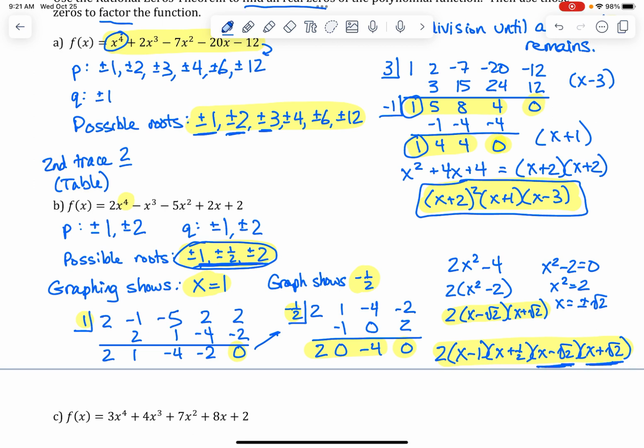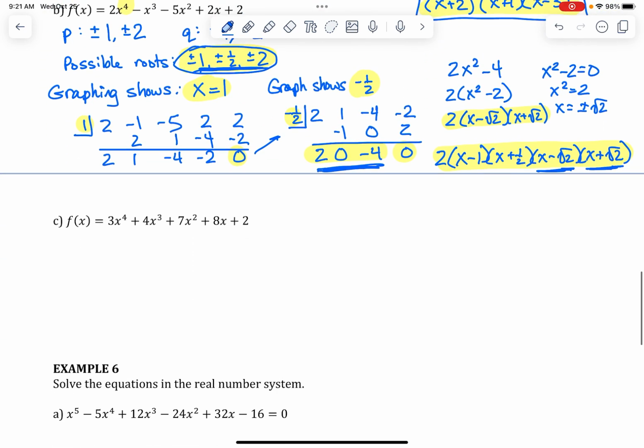So there are some things that, it's limited in its capabilities, but it gets you to a point where you can factor a quadratic, and that's our goal. All right, so one final one just to drive this home, and then we can move on. Okay, so we have our p's, which are our factors of 2, plus or minus 1 and 2, and then factors of 3, plus or minus 1, plus or minus 3.